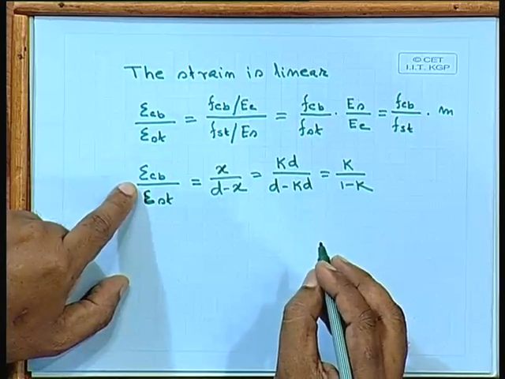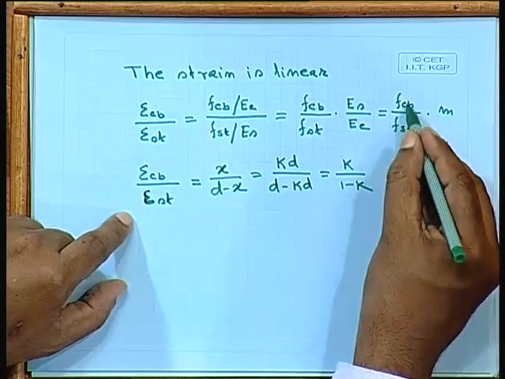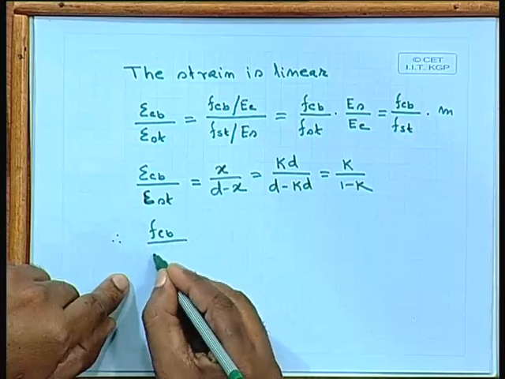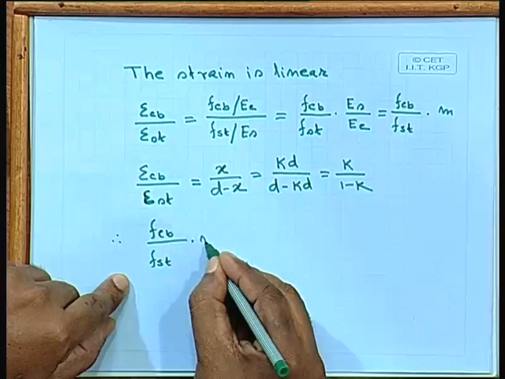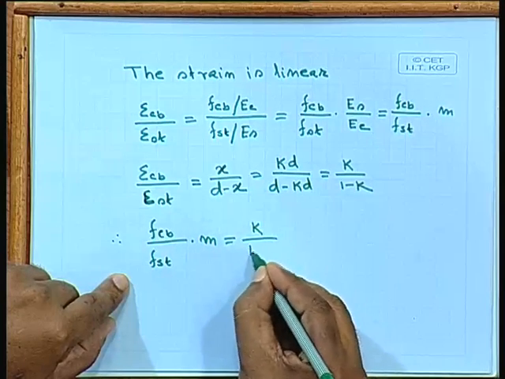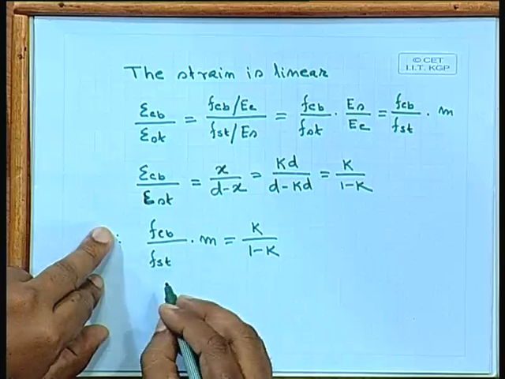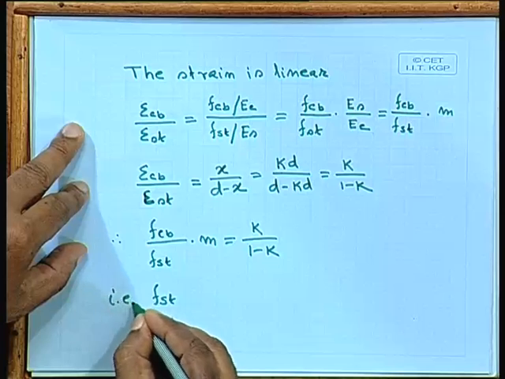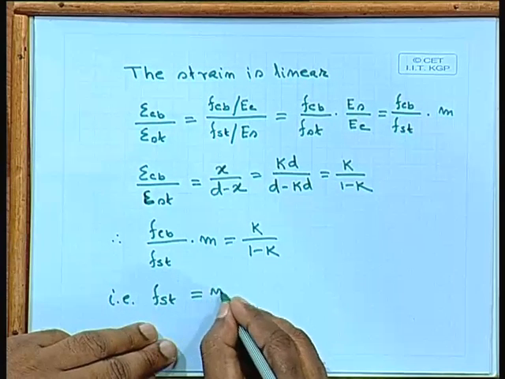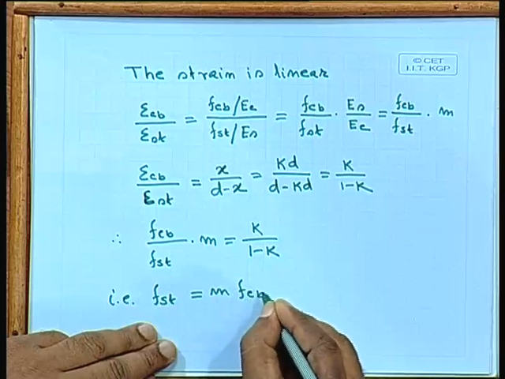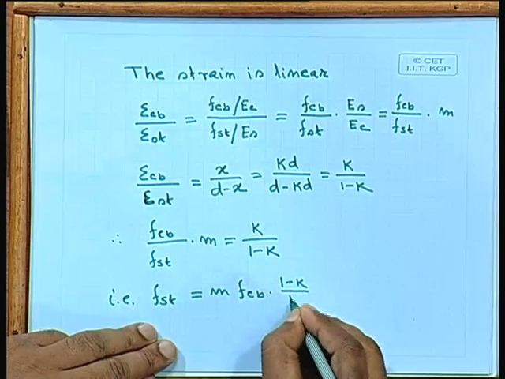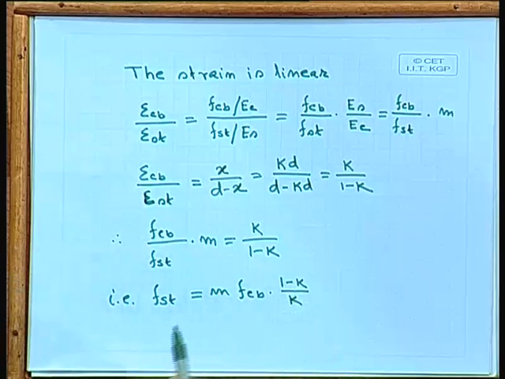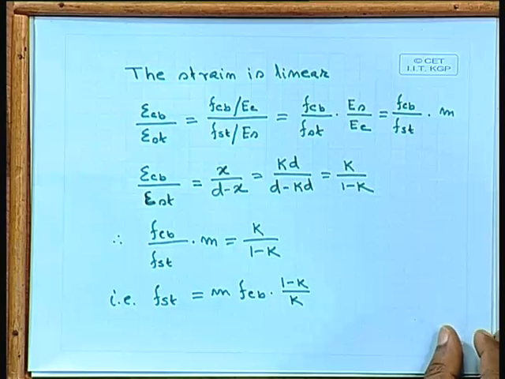Now, epsilon cb by epsilon st equal to fcb by fst times m. So, we can write down fcb by fst times m equal to k by 1 minus k. We can write down in other way, fst equal to m fcb times 1 minus k by k. Just rearranging the equation, fst equal to m fcb 1 minus k by k. That also we can write down. Okay.